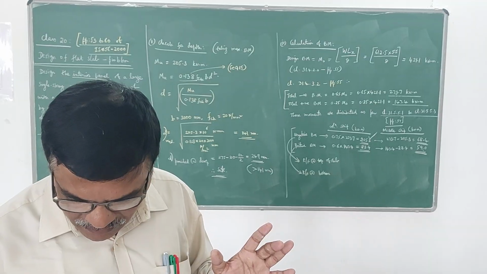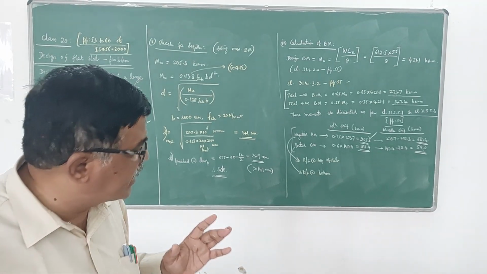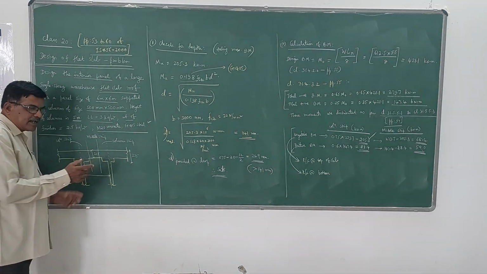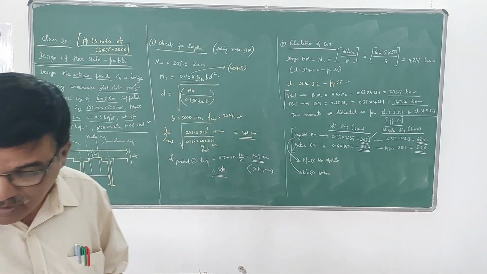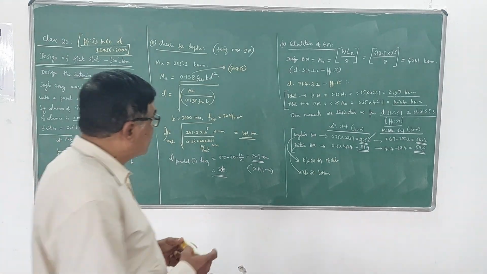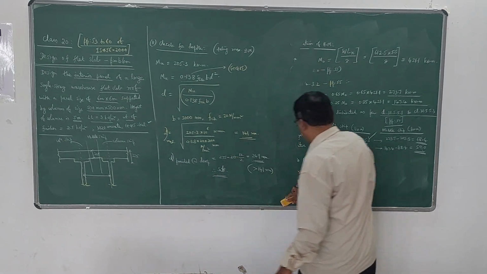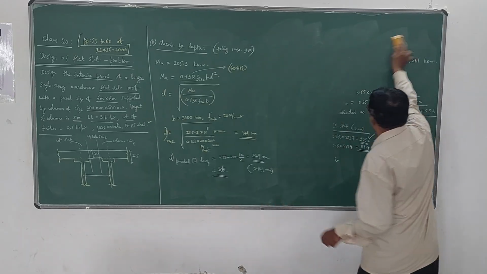Next step is we have to check for punching shear, because normally what happens in the case of a drop, just like in the case of footings, we have to check for punching shear. That is another important thing. Even though shear is not a major criterion in a flat slab, we have to check for punching shear. So that also we will do.